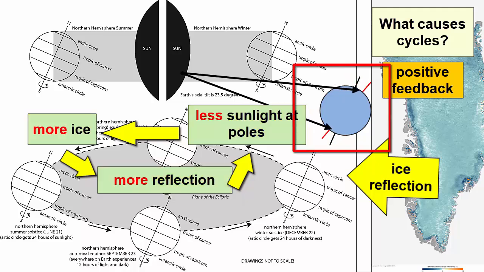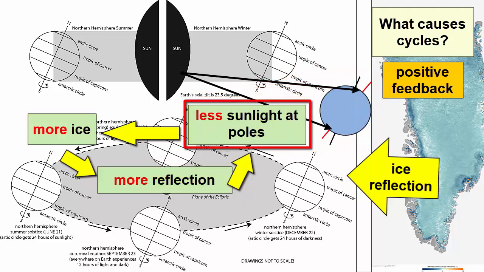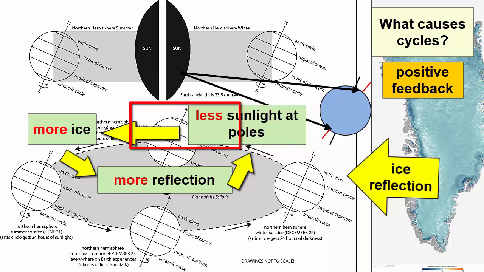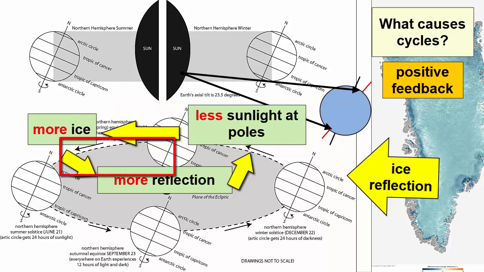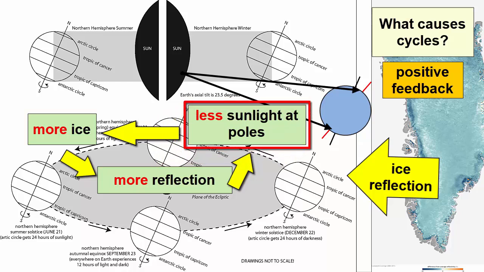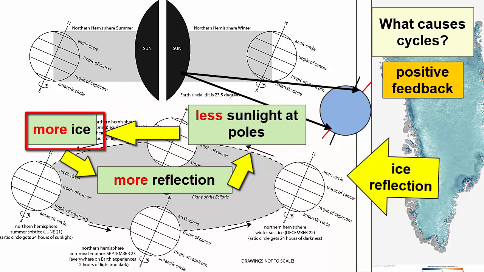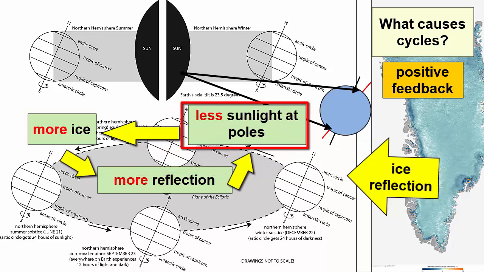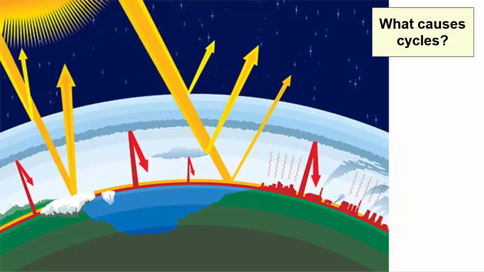Similarly, when Earth's tilt increases, less sunlight will reach the poles during the winters, which allows more ice to form, which means more reflection of sunlight. Less sunlight means colder, which means more ice, more reflection, more cold, and so on. There are plenty of additional factors that also contribute to surface cooling and warming.